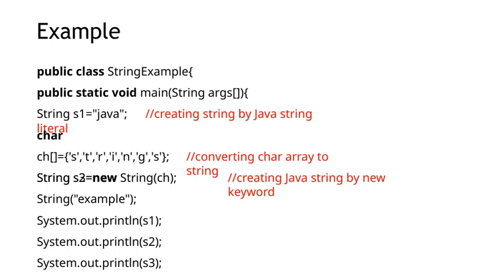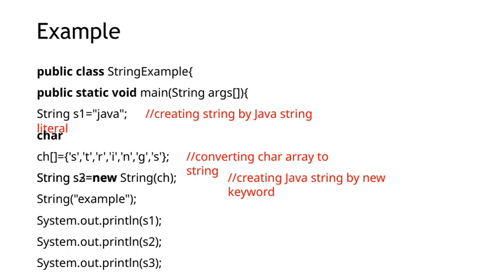Next, we see an array of characters being defined, called ch, with individual characters like s, t, r, and so on. Then, we create a string s2 by passing this character array to the string constructor. This demonstrates converting a character array into a string, which can be useful when you manipulate characters directly before forming a string. Then, we have another string s3, which is created using the new keyword and the string constructor, passing in the literal example. This shows a more explicit way of creating a string object, although it's less common than using string literals directly. Finally, the System.out.println statements print out each of these strings, so you can see the actual string content on the console.